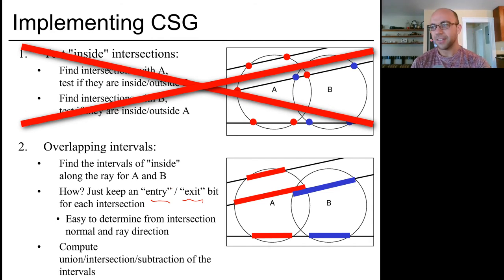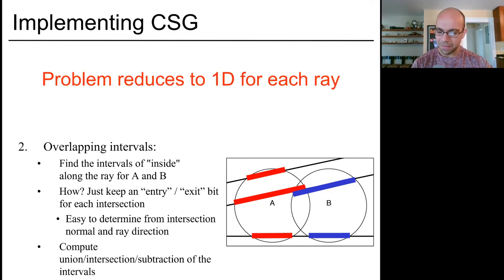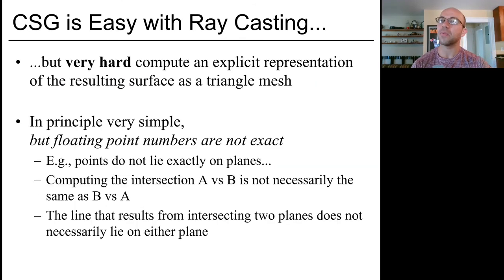And why are we going to do that? Well, it's going to essentially take our CSG problem and reduce it to a one-dimensional problem per ray, right? So here's a ray. We have these two intervals saying when we're inside of A and B. If we wanted, for example, the intersection, we just have to intersect two one-dimensional intervals, which is a lot easier. And that's what's going to make CSG easy with ray casting. We'll see an example in just a moment.